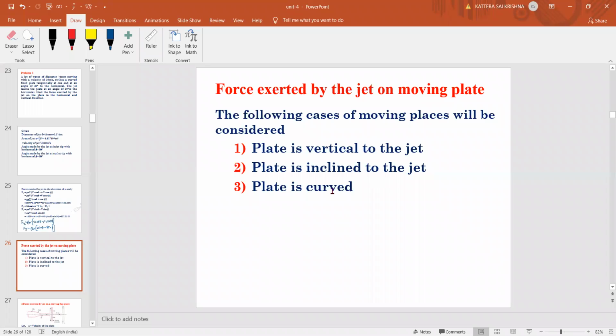So the following cases are there in that. What are they? The flat plate which is vertical to the jet, the plate inclined to the jet, and the curved plate. In curved we have three things: jet hitting at the center, jet hitting at the tip with a symmetrical plate, and jet hitting at the tip with an unsymmetrical plate. So these are the cases available in moving plates also. Same thing, only difference is here the plate will be moving.